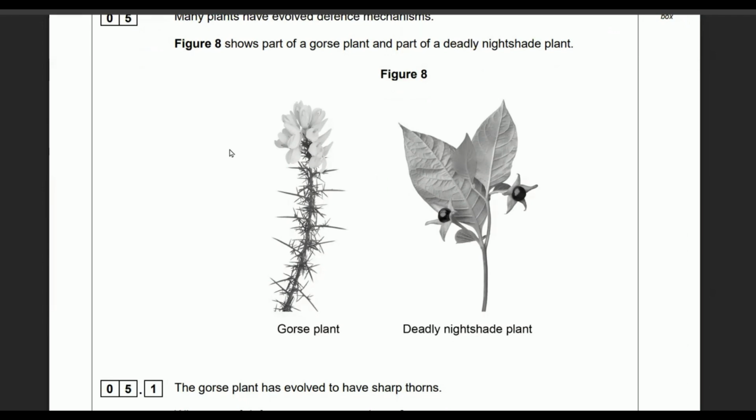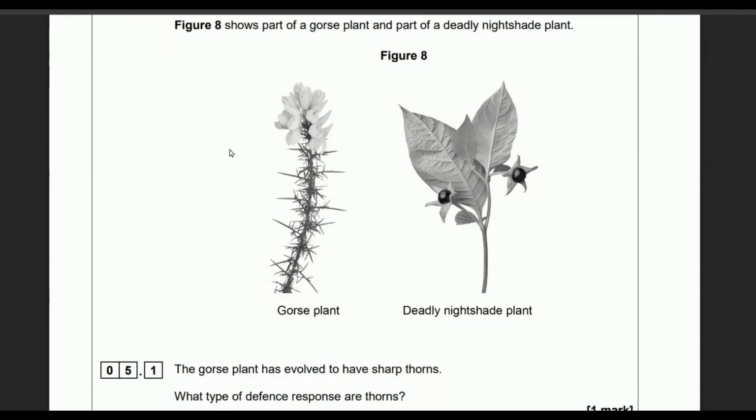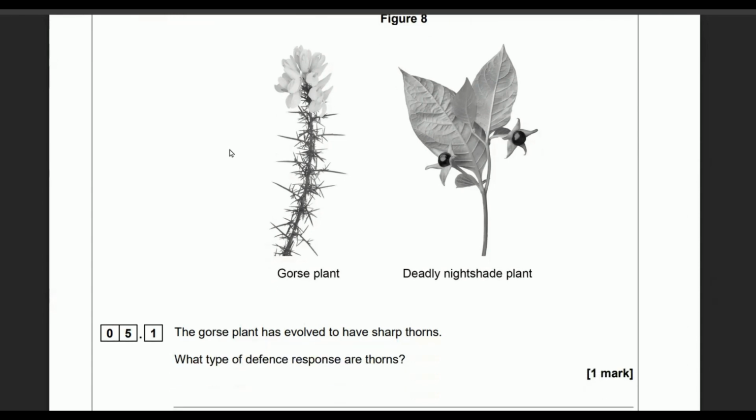Whereas the deadly nightshade, I guess them berries are pretty deadly, hence the name. What type of defense response are the thorns? Right, there are three defenses you guys have to know. There is chemical defense, there is physical or mechanical defense, and then there is physiological defense. So, which one is this? This is a mechanical defense or structural defense.